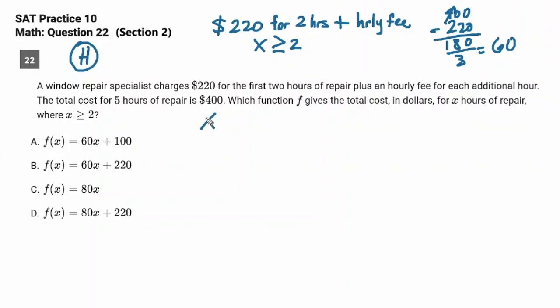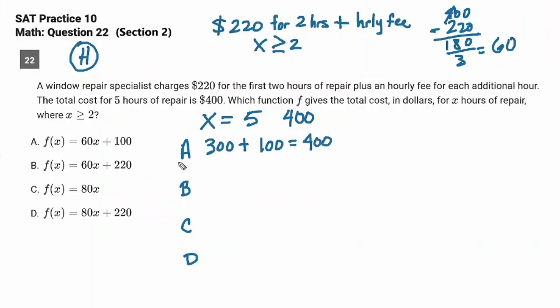Why not just make X equal 5? If X is 5, what's it cost? It costs $400. So I'm going to write ABCD. I'm going to do it vertically. And I'm just going to plug in 5 every time I see an X. 60 times 5, that's 300, plus 100. Hey, that's 400. Should I just pick it and move on? No, because I was so lazy here. I'm expecting more than one answer choice might look right, so I'm going to do them all.